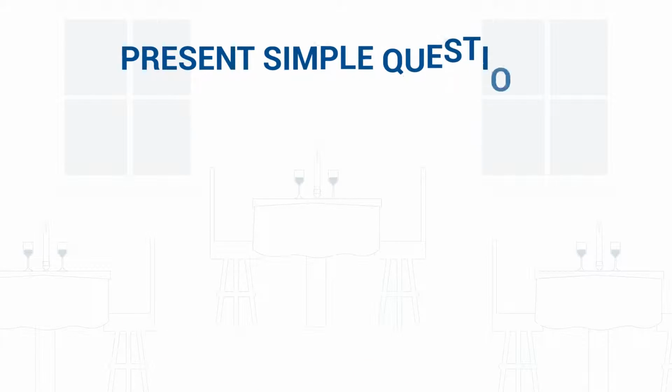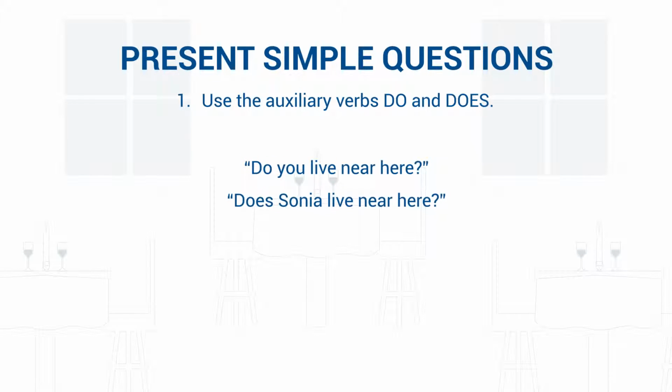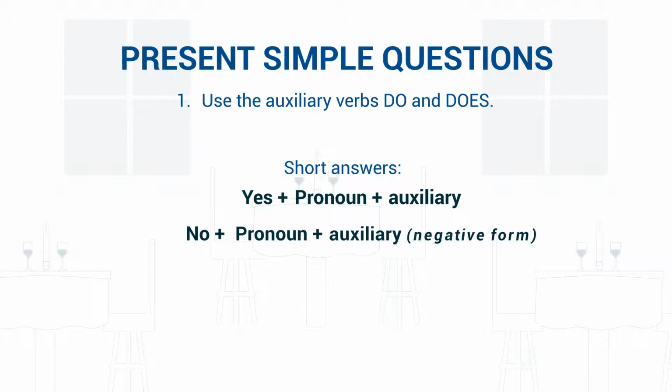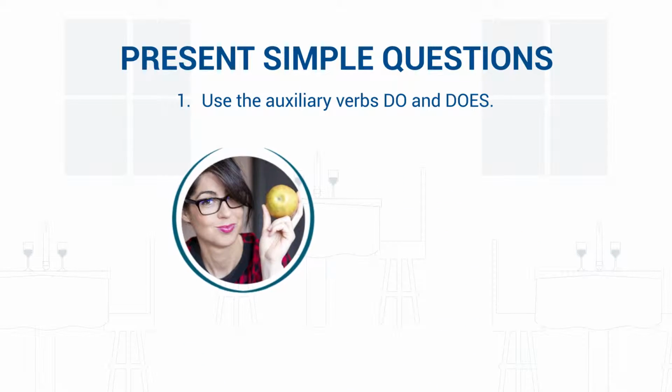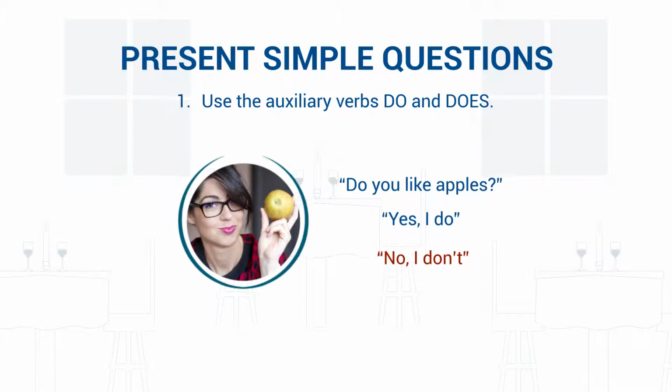In the present simple, we ask yes or no questions by using the auxiliary verbs do and does. For example, do you live near here? Does Sonia live near here? Short answers follow the next structure. Yes plus pronoun plus auxiliary, or no plus pronoun plus auxiliary. For example, do you like apples? Yes, I do. Or no, I don't.